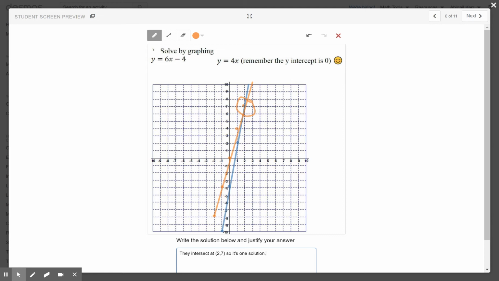You just got to be very careful. Parallel lines, you can decipher the two between. You have the same slope and different y-intercepts. Here we have a slope of 6 and we have a slope of 4, so they are not parallel. So that's why we have one solution.